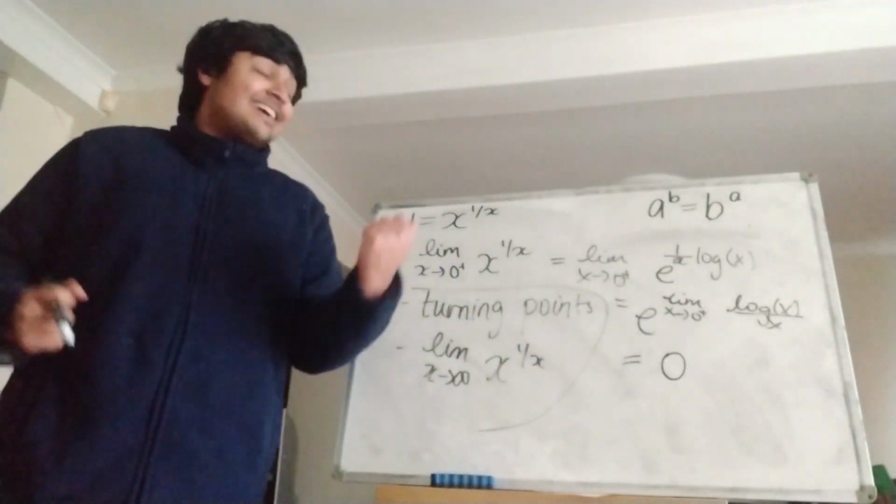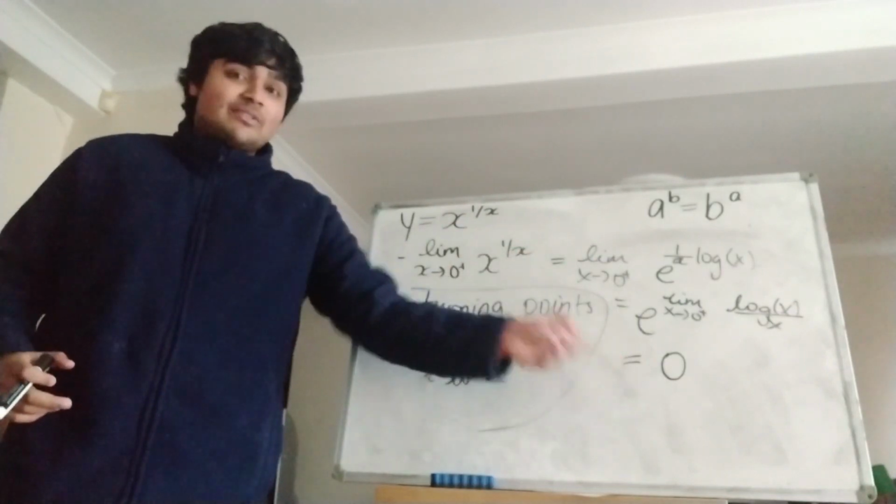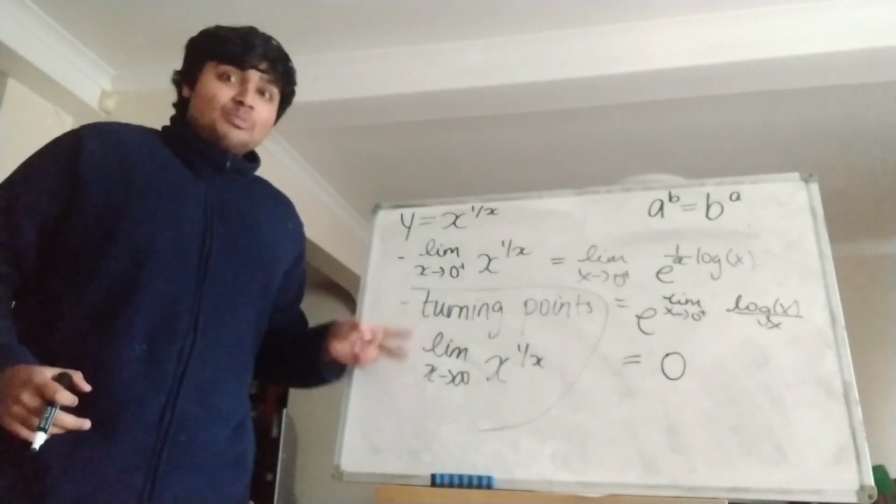So I think I said we needed to use L'Hopital's rule. We don't actually in this case. This limit here equals 0. That's great. Now let's look at the other two bullet points.